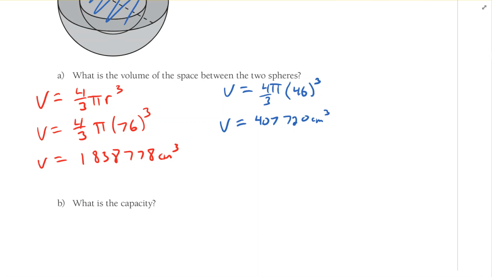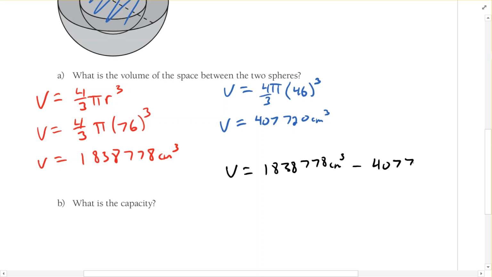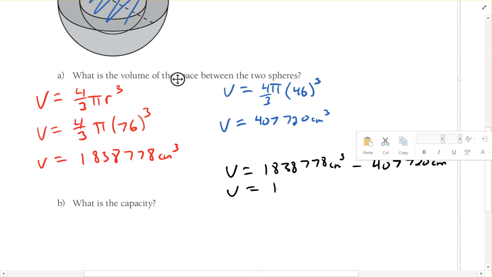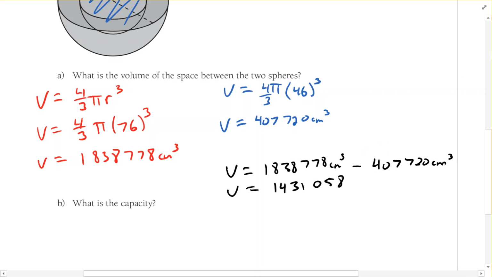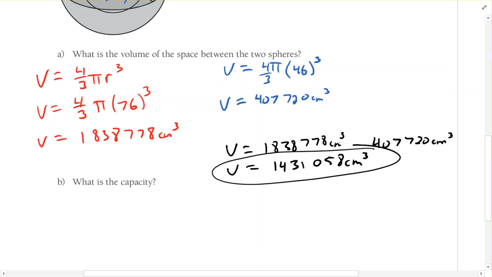So in the end, I'm just going to say, okay, V is equal to the volume of the big one minus the volume of the inside one. So 4,720. Okay, so V in that case is going to be equal to that giant number, and then circle your answer.